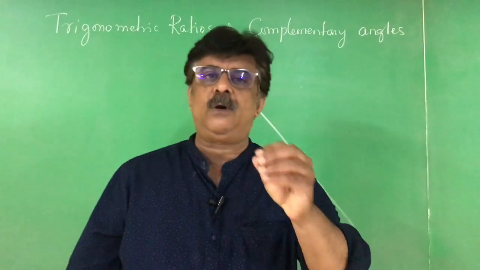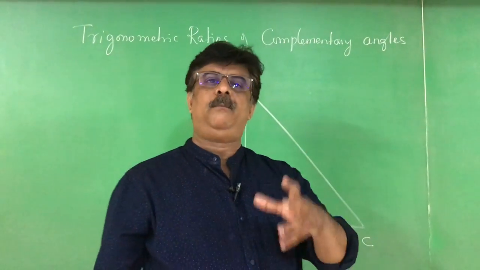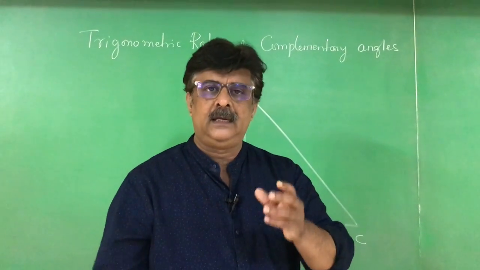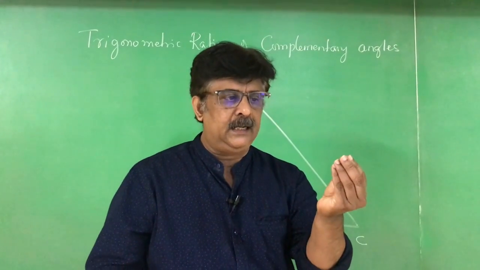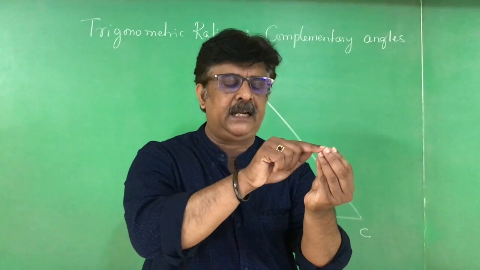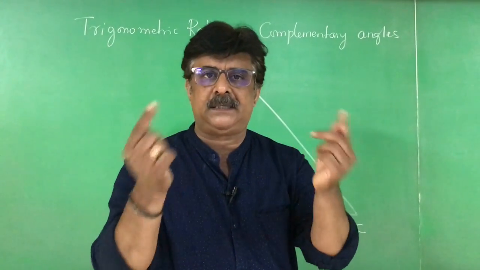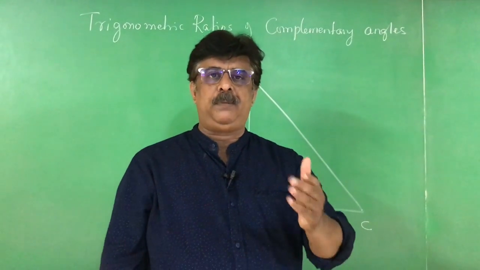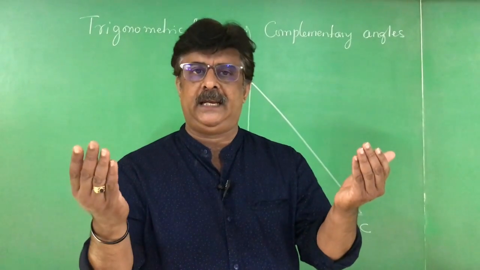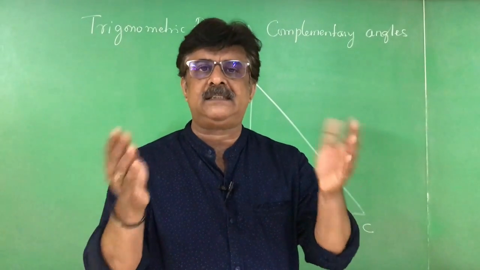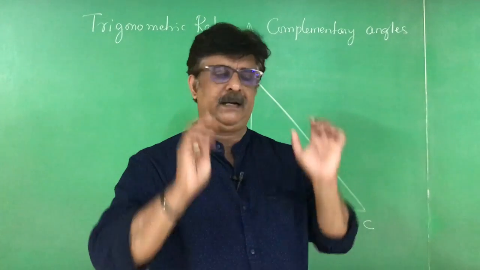What is the meaning of the word complementary angles? Complement means 90. One angle is 30. The complement of 30 degrees is 60 degrees. 30 plus 60 is 90. The complement of 40 is 50 degrees. 40 plus 50 is 90. That is the idea of complementary angle.